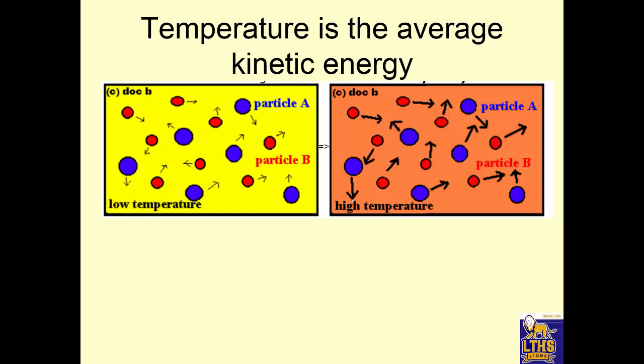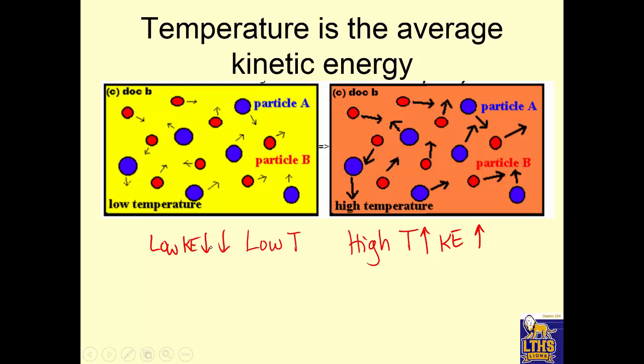Now, if you increase the temperature, so this is low temperature, this is high temperature. What happens when you increase the temperature? Well, as you can see, these arrows get bigger. That's just a visual, but a bigger arrow means more energy. So high temp means higher kinetic energy. Low temp means low KE.